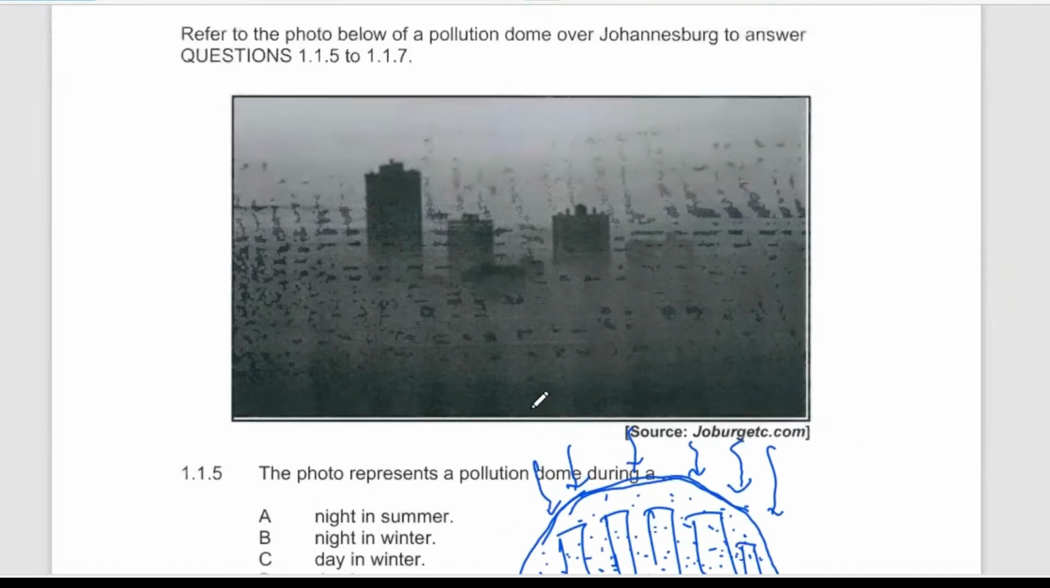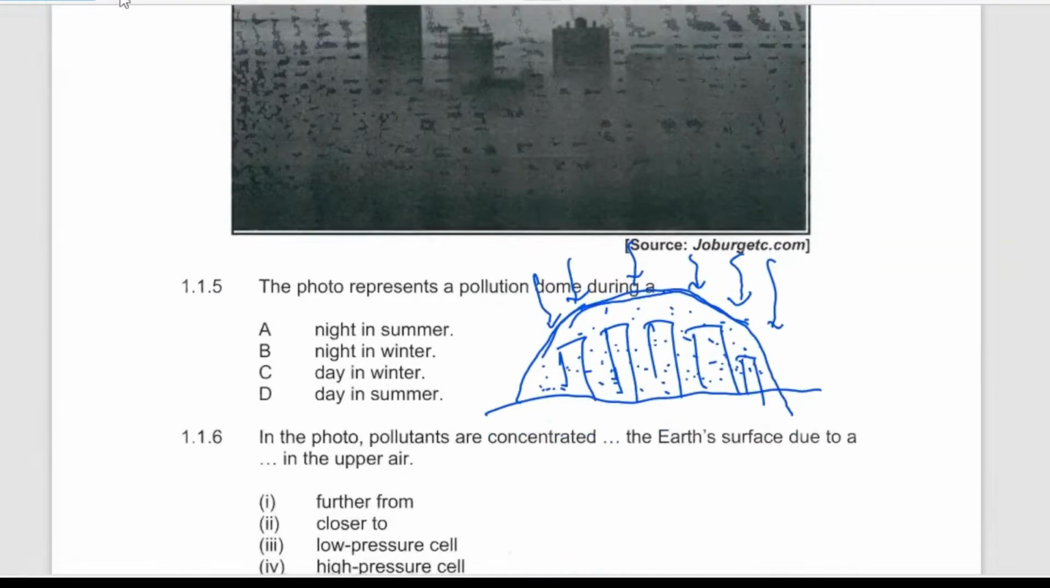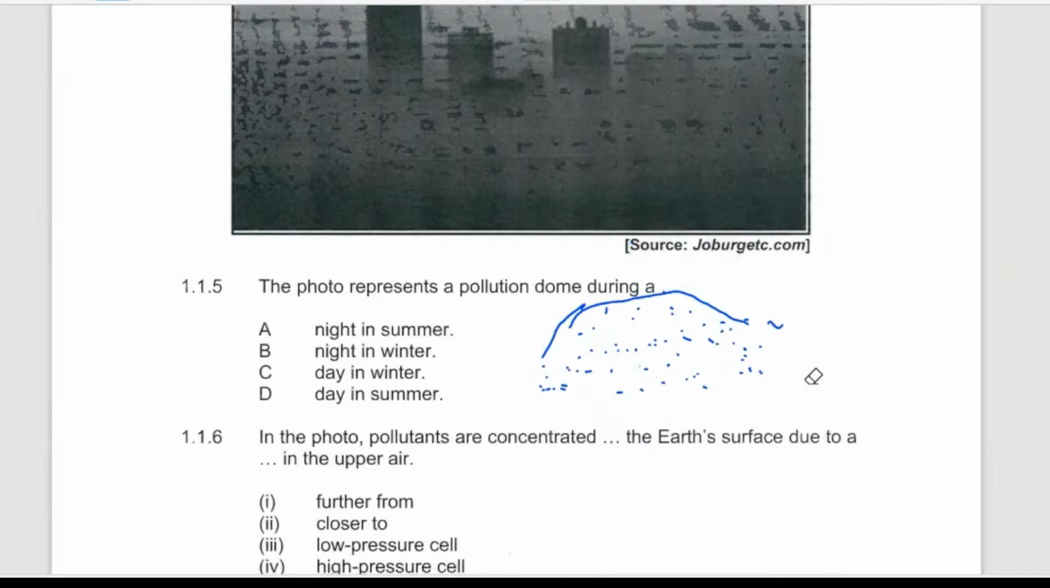So if we try to relate that to our illustration that is given here, we are seeing that there is high concentration of pollutants in this built up area, in this urban area. That is typical of a night situation, right? So using that explanation, let's go to find out the relevant responses to the given set of questions.